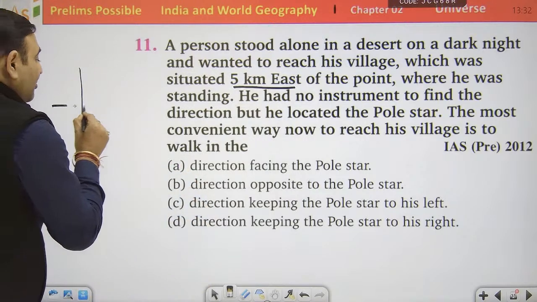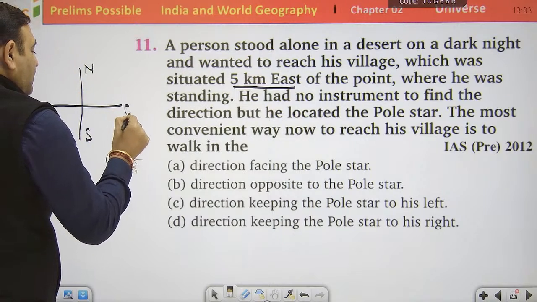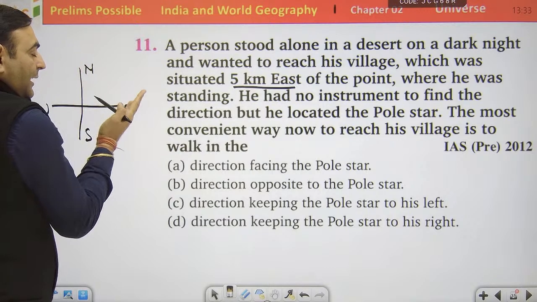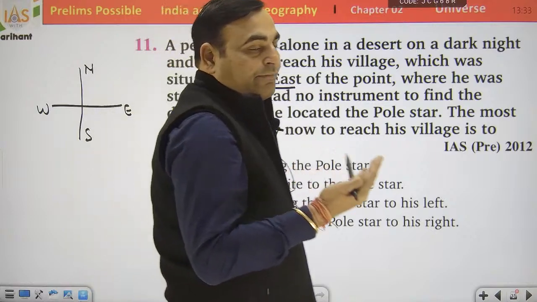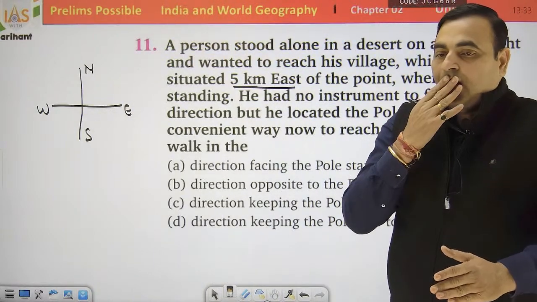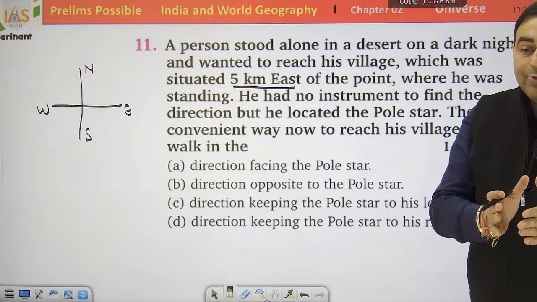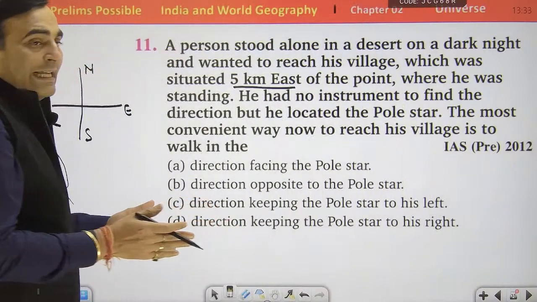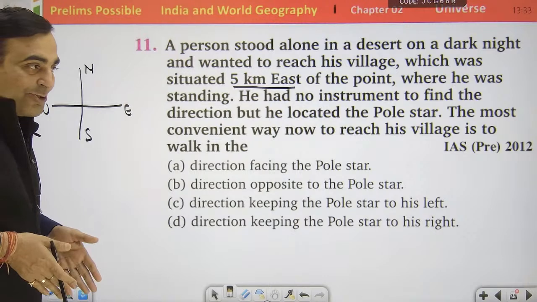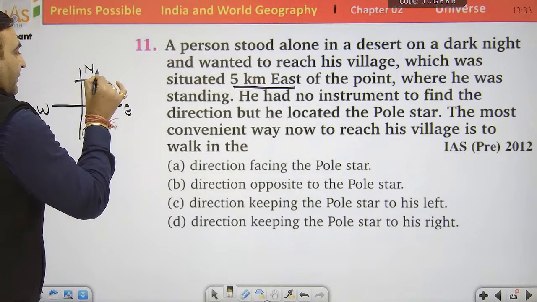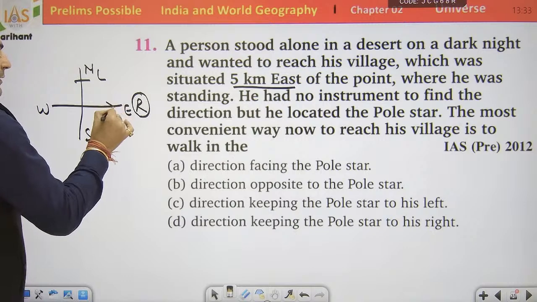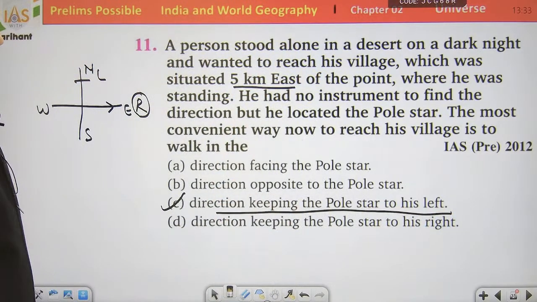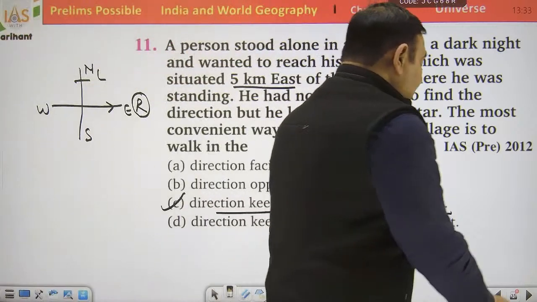Clear? He has to go towards the east. Now, actually, what do we have to do? This is north, south, east, and west. Heading towards the north, this is the pole, and moving towards the east, is it right or left? If he has to move towards the east, the pole star will be at the left. He has to move towards the right. So the answer will be: direction keeping the pole star to its left.